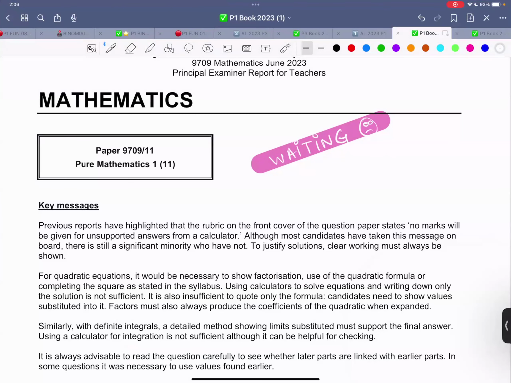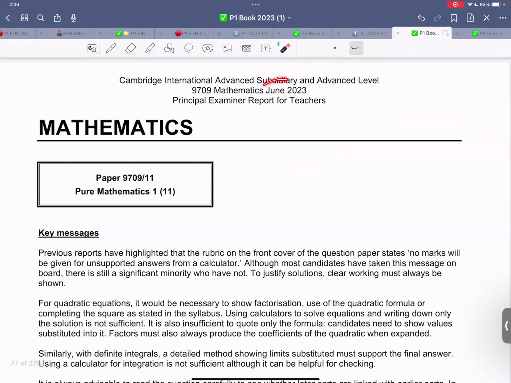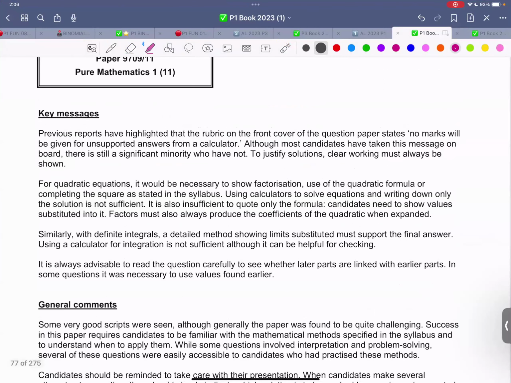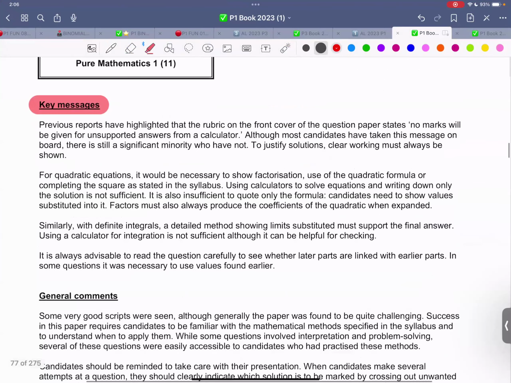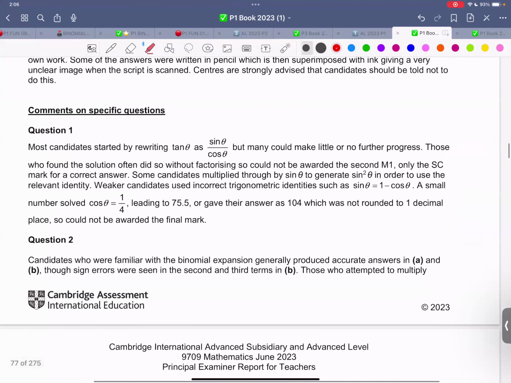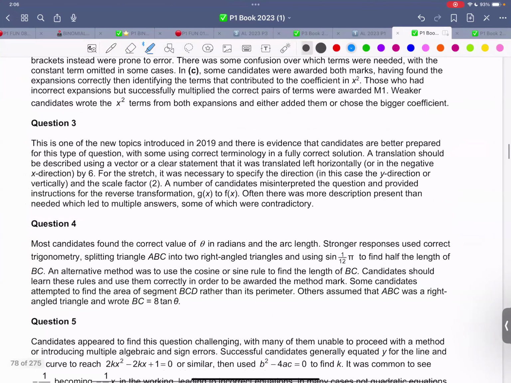Now, in this particular video, I'll be focusing on this particular paper, which is June 2023 variant 11. Now, this is the examiner report. Let me get started with the examiner report first. First of all, there are some key messages, and then there are general comments, and then there are comments on specific questions, for example, question 1, question 2. And let me highlight each one of them.